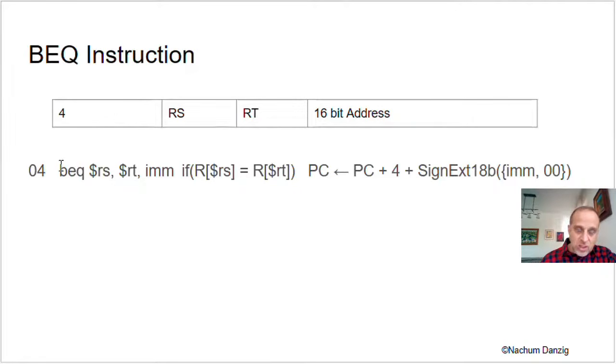The branch is opcode 4, and it takes the RS and the RT and the 16-bit immediate. And what does it do? It takes the 16-bit immediate, it sign extends it, it adds 2 zeros. See that? Because if it's a branch, we're jumping to a new place in memory.